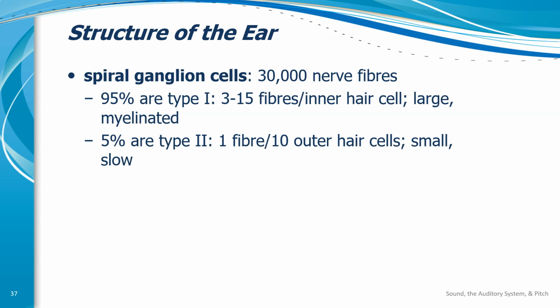The remainder, about 5%, are type 2, and take a look at this pattern of connectivity. One type 2 spiral ganglion cell goes to 10 outer hair cells, so kind of the opposite pattern of connectivity. These spiral ganglion cells are relatively small and relatively slow.